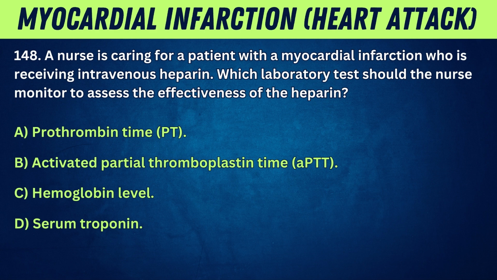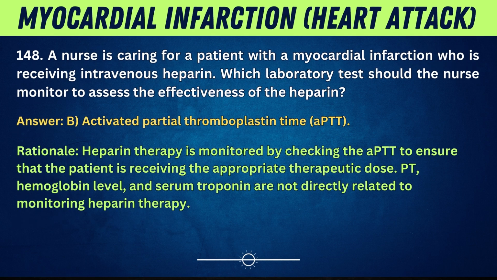148. A nurse is caring for a patient with a myocardial infarction who is receiving intravenous heparin. Which laboratory test should the nurse monitor to assess the effectiveness of the heparin? A. Prothrombin time, PT. B. Activated partial thromboplastin time, APTT. C. Hemoglobin level. D. Serum troponin. Answer: B. Activated partial thromboplastin time, APTT.